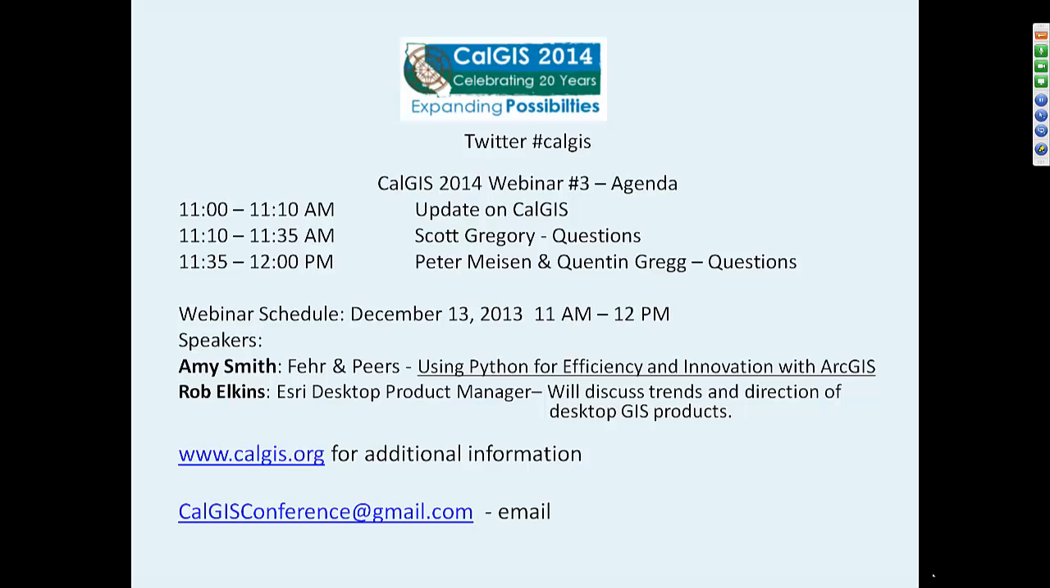The next webinar will be taking place December 13th at 11 o'clock, and that is going to be an interesting webinar. It will be Amy Smith from Fair and Peers, who will be talking to us about Python and scripting in the ArcGIS environment. And then our next speaker will be Rob Elkins, who's Esri's desktop product manager, and he's going to be talking to us a little bit about ArcGIS desktop and the directions things are going there.